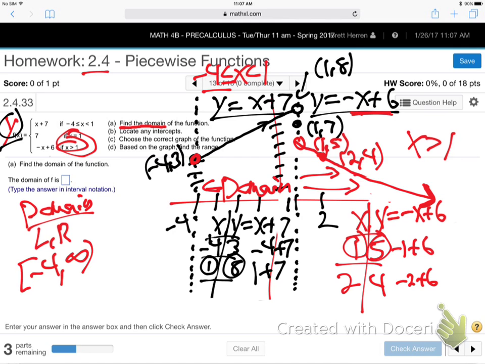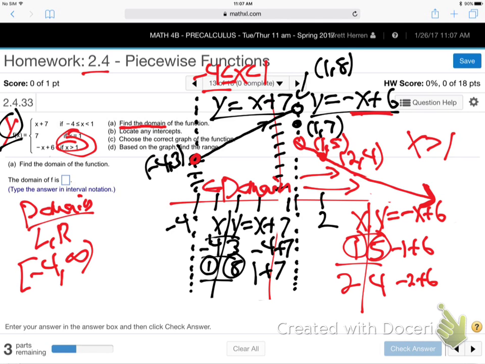By the way, do you notice why there's one solid dot and two open? It's because it's got to pass the vertical line test. It's got to be a function. You're never going to have two solid dots straight vertical, or it would fail the vertical line test. It wouldn't be a function. So they're always going to set it up like that. So negative 4 to infinity is the domain.